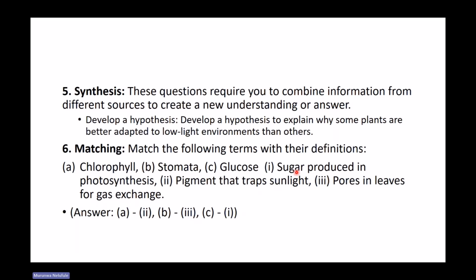The other one will be matching. I haven't really got hold of this, but we're going to do one of the exercises in the next sessions where you are matching, where you've got column A and column B. They could say: match the following terms with the right definition. Chlorophyll, stomata, glucose, and then the first definition is sugar produced in photosynthesis. The second definition is pigment that traps sunlight, and the third one is pores in leaves for gas exchange, and then you add the answers.